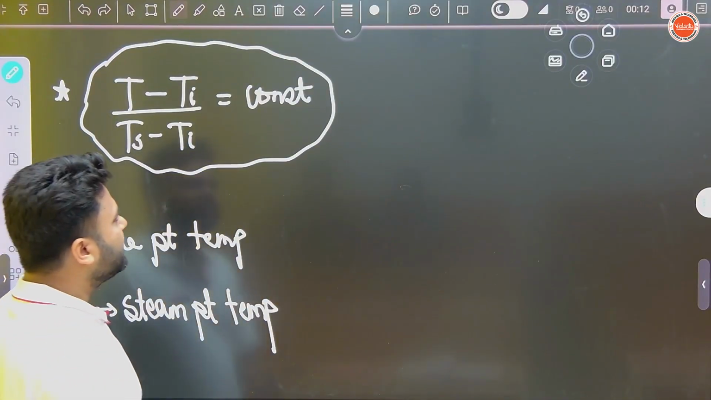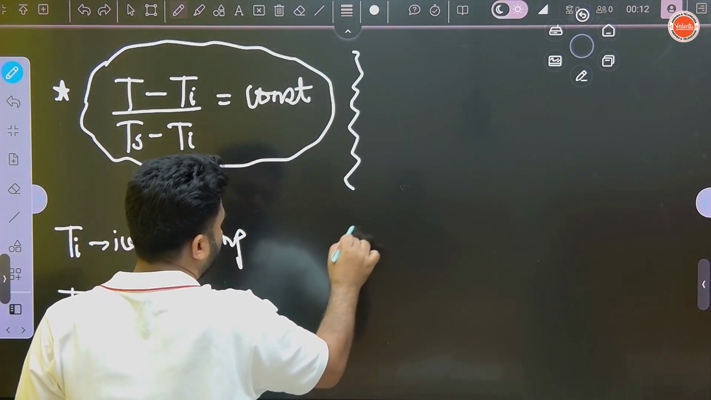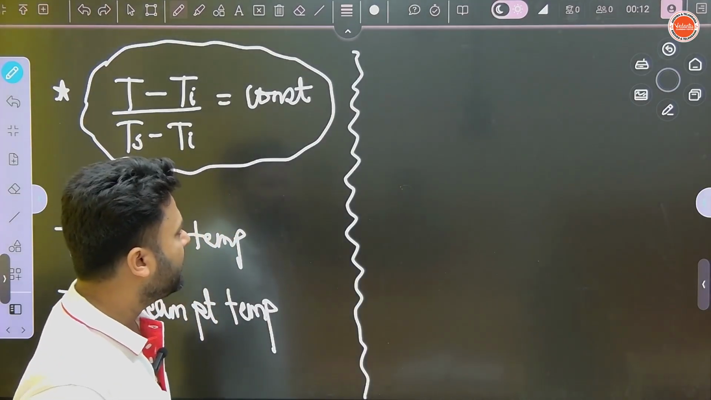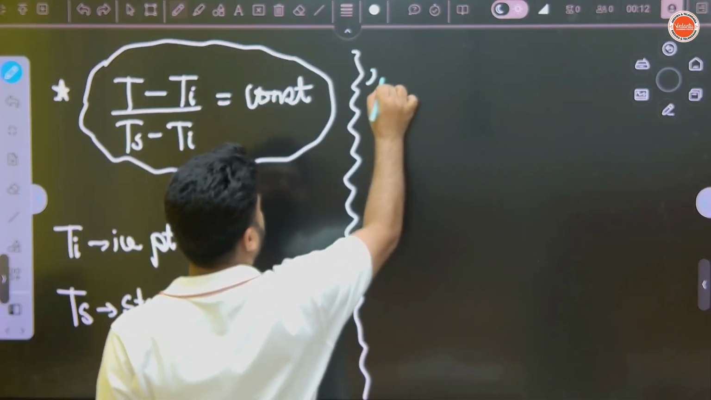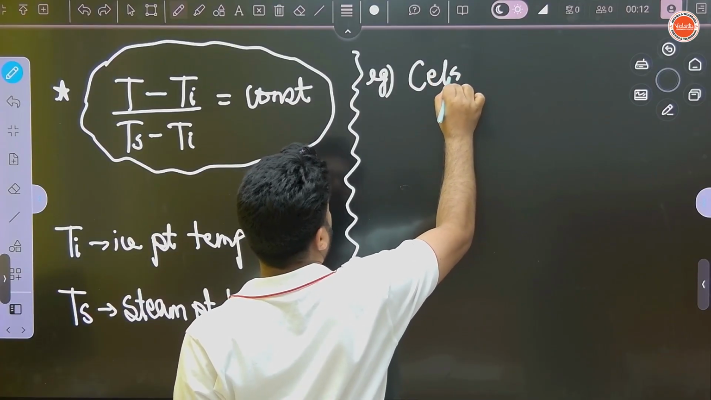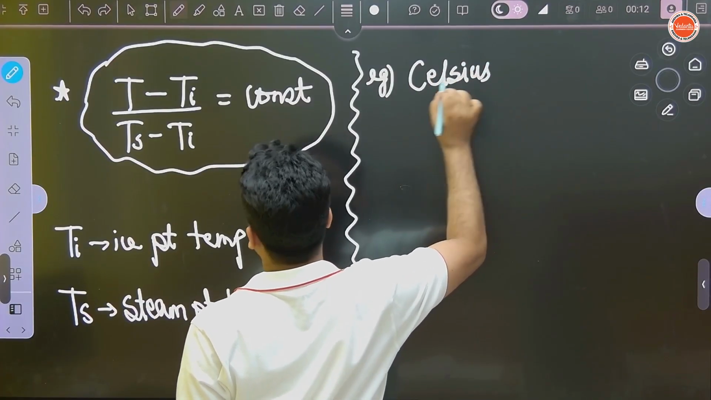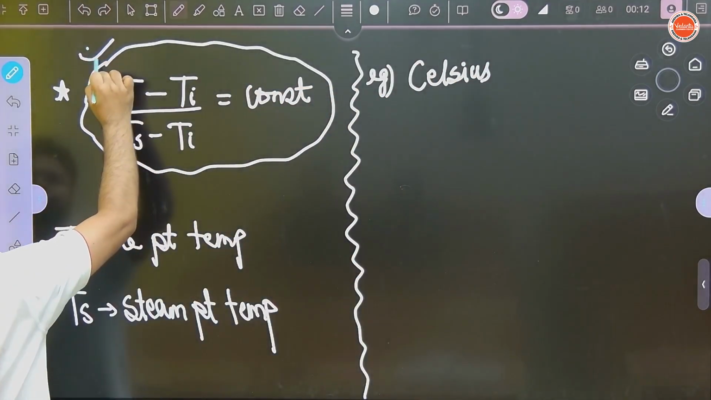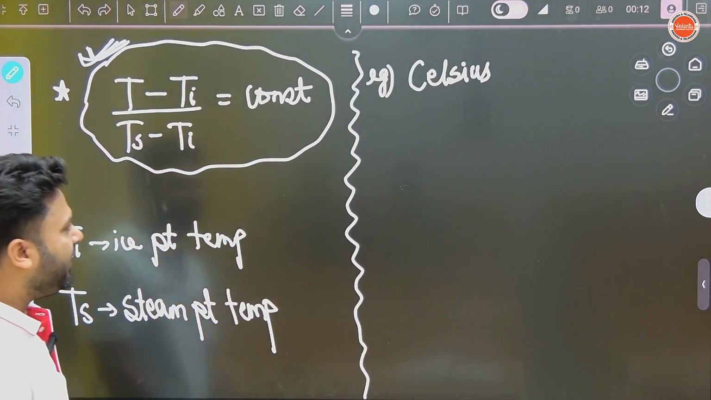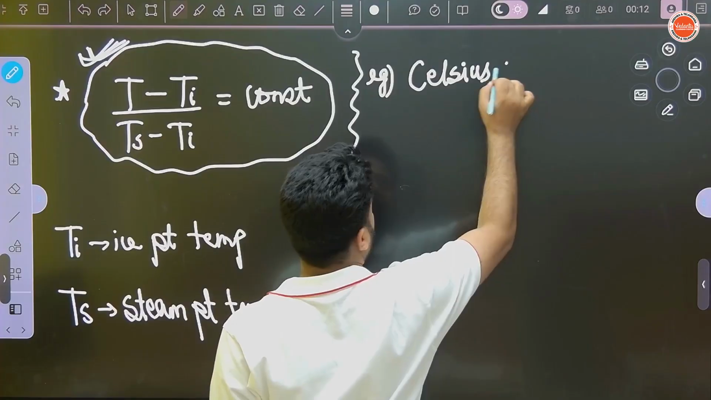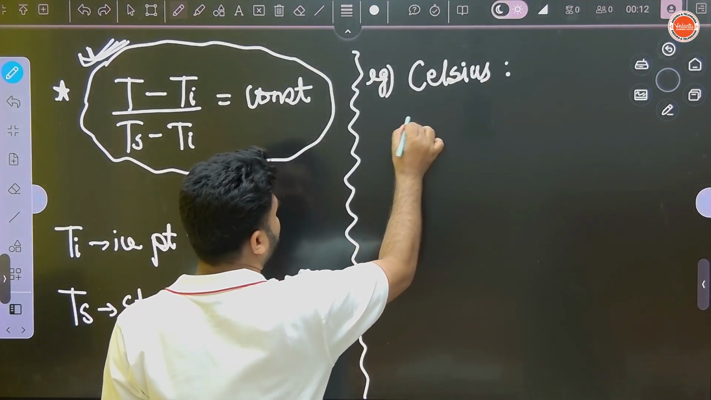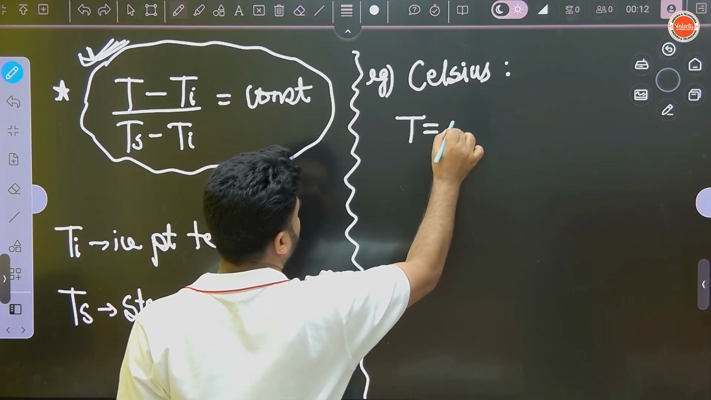Now, what kind of question they can ask? They will say that we have a Celsius scale. Again, I am saying, all scales follow this rule. So, they have given, there is a Celsius scale, and the temperature in the Celsius scale is, suppose, 40 degrees Celsius.